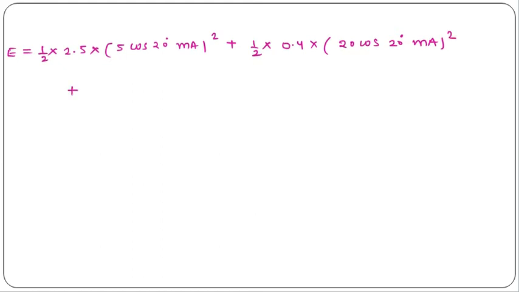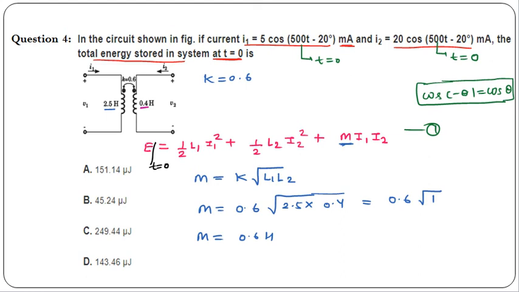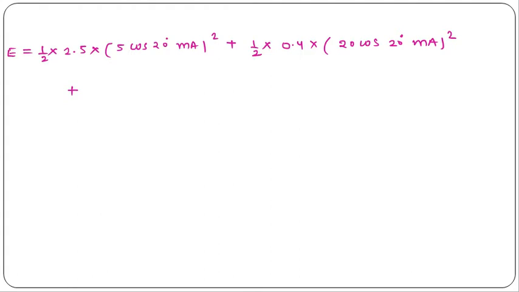Then we have M into I1 I2, so M value we have obtained is 0.6. I1 and I2 currents at t equal to 0 we already know, so this will be equal to 0.6 into I1 current, 5 into cos of 20 degree milliampere, into I2 current, 20 into cos of 20 degree milliampere. So now let us simplify this expression.